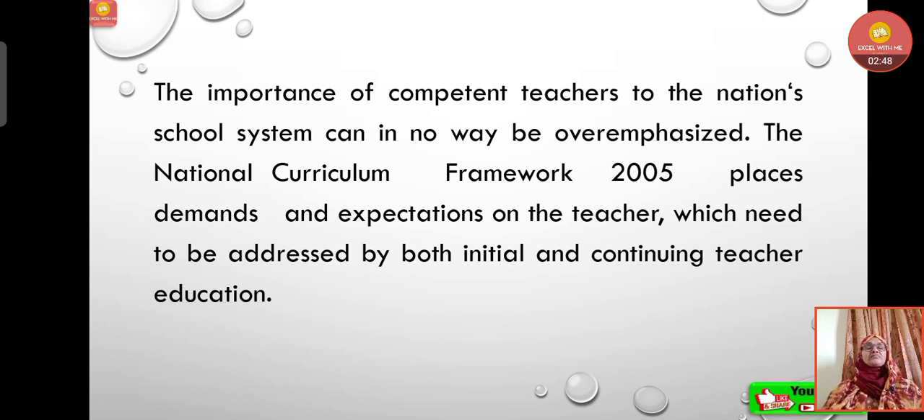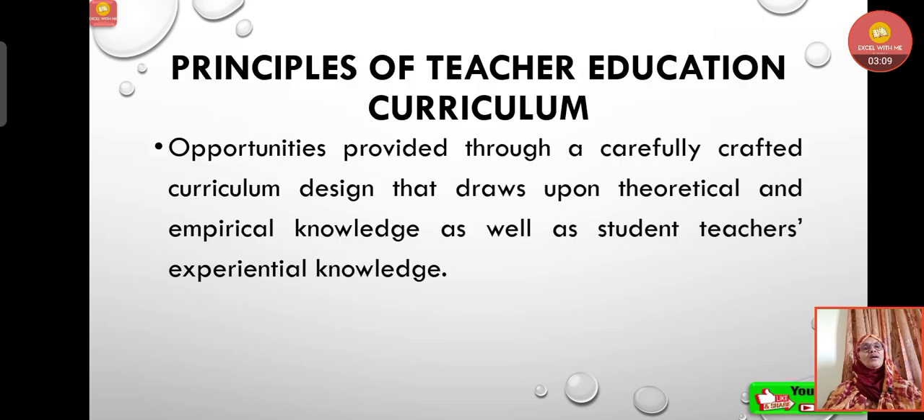Now, the importance of competent teachers to the nation's school system can in no way be overemphasized. The National Curriculum Framework 2005 places demands and expectations on the teacher, which need to be addressed by both initial and continuing teacher education. Now, let's understand the principles of teacher education curriculum.